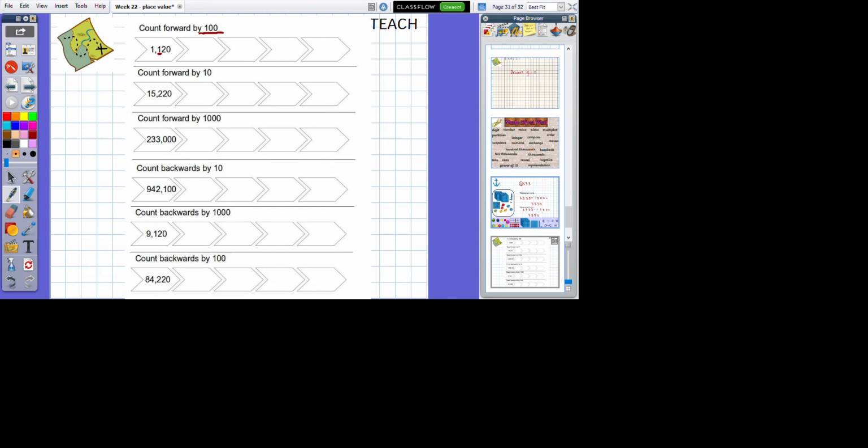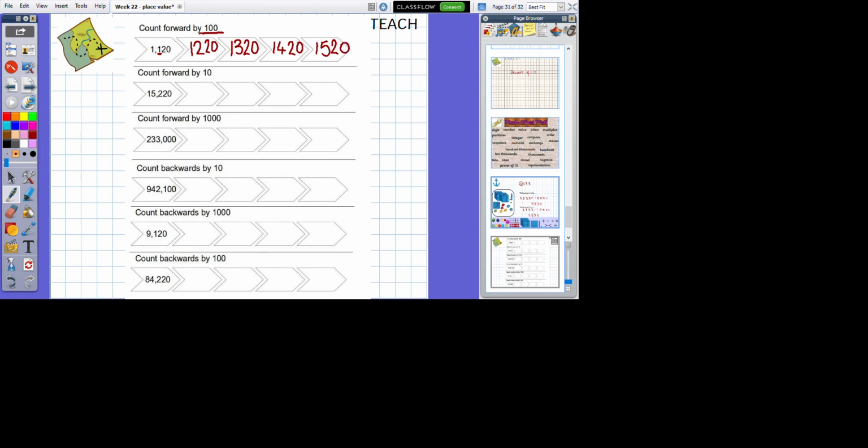So we are counting in hundreds, so I've got 1,000. Then my hundreds number is going to become 200 because I've added one more 100 on, and 20. And then the same again. 1,000 stays the same. Add another 100 to become 300, and then 20, and so on with that one. That one's nice and straightforward for us to do. Super, so let's have a look at the next one.